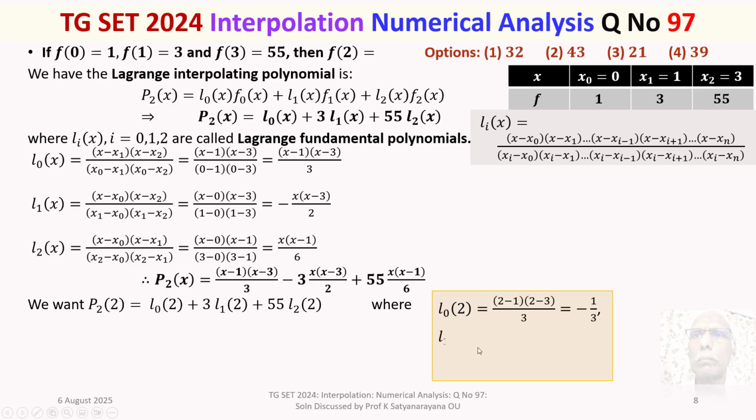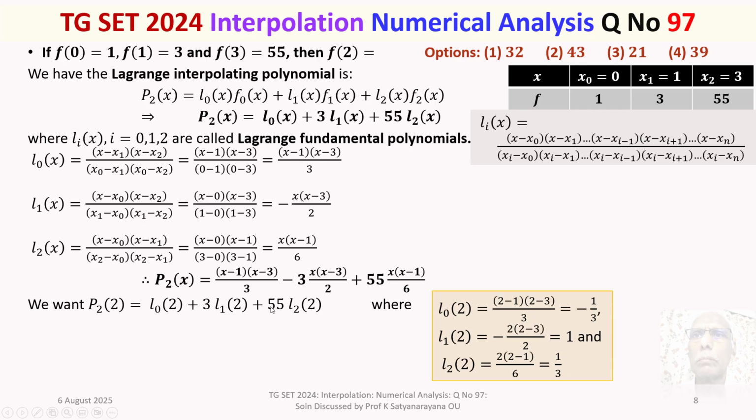So L1 of 2: L1 of x, substitute x is equal to 2. That will be minus 2 into (2 minus 3) by 2. Simplify, you will get 1. Now L2 of 2: L2 of x, substitute x is equal to 2. You will get 2 into (2 minus 1) by 6. Simplify, you will get 1 by 3.